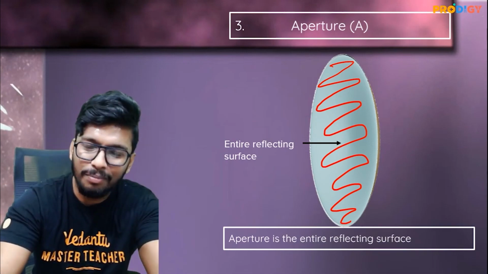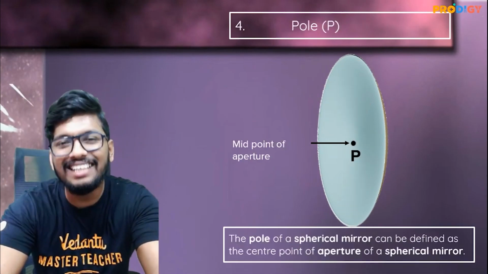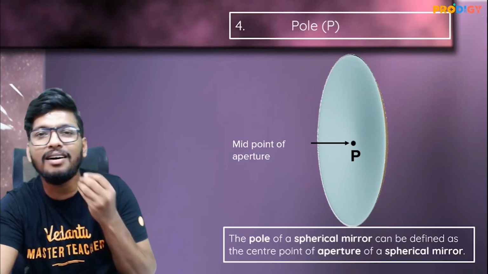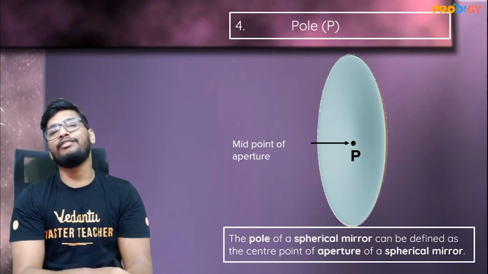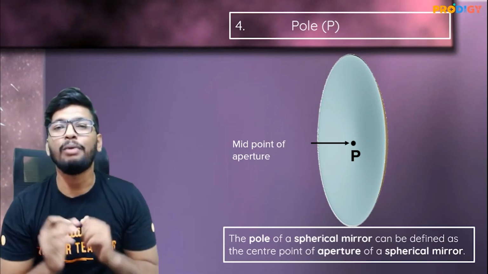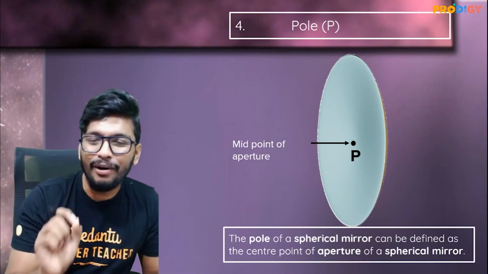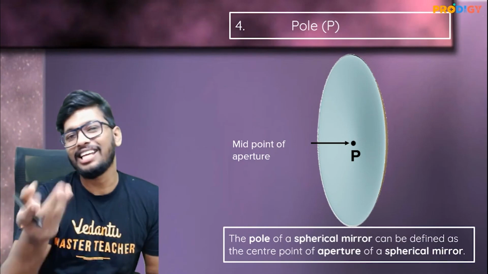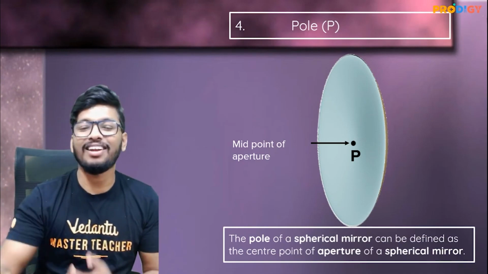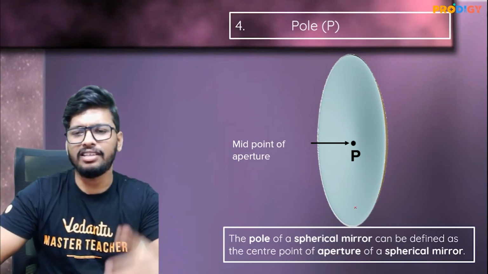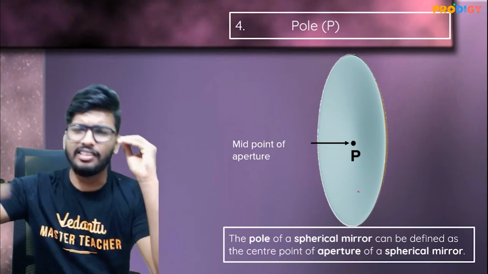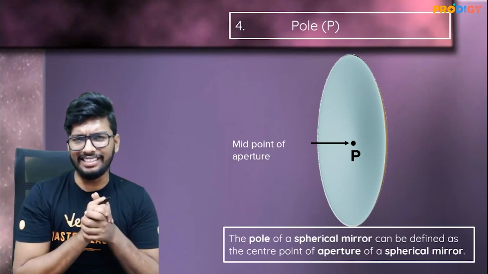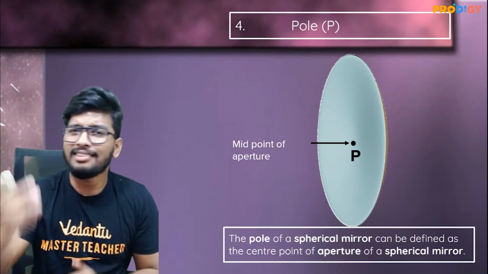Also, this mirror has a center. The geometric center of the mirror, the midpoint of the mirror, is called the pole. Simple. The pole of the spherical mirror can be defined as the center of the aperture. So the entire reflecting surface will have a midpoint, or a geometric center, and that is nothing but the pole.